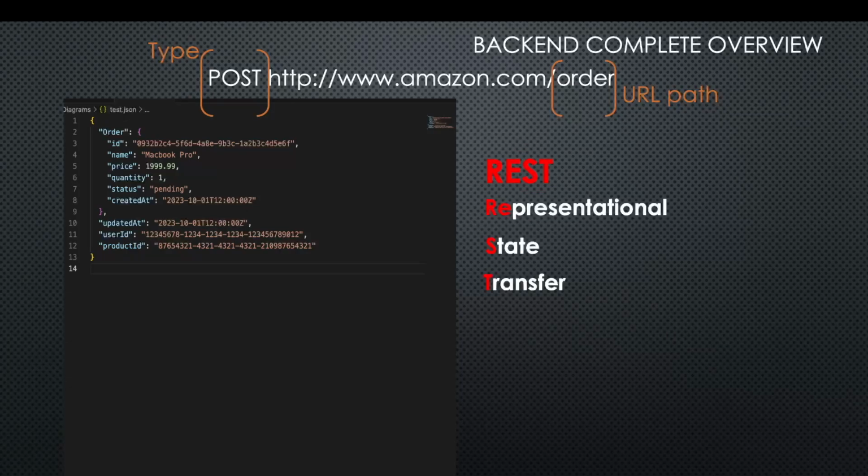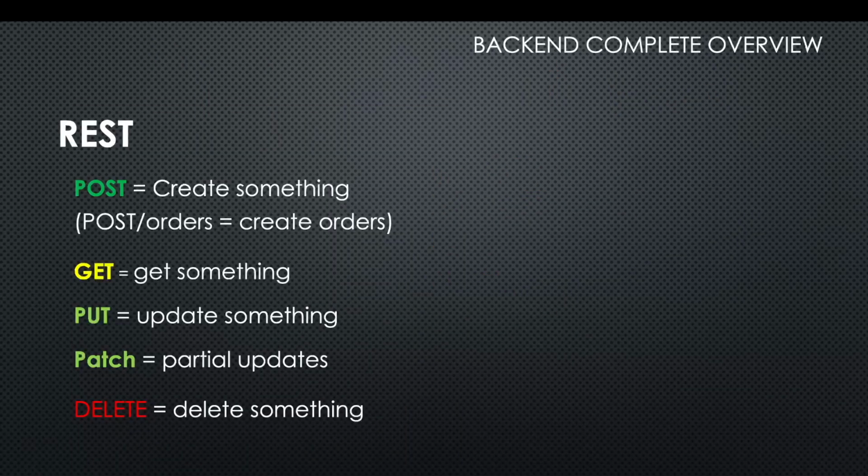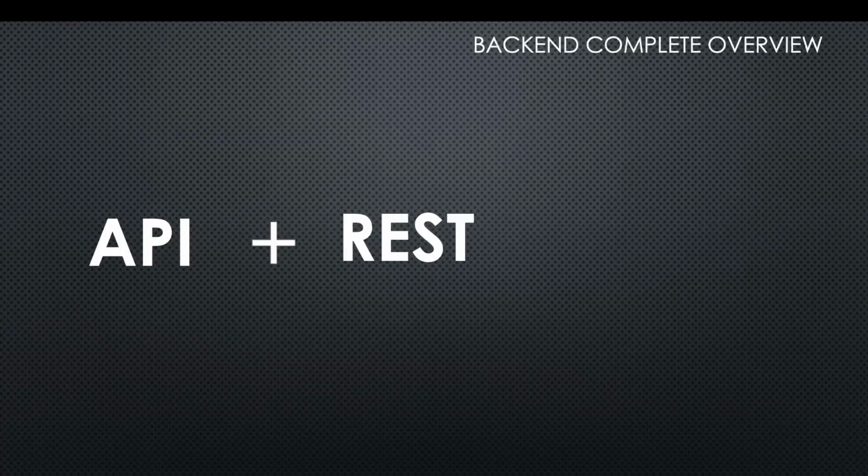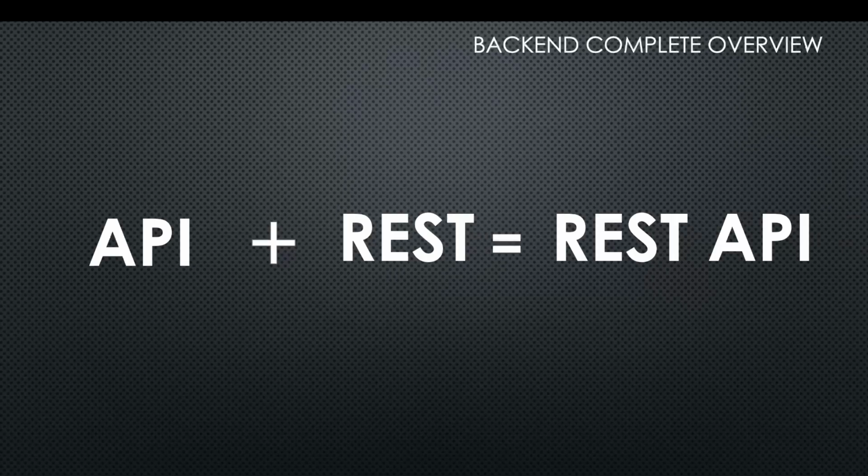In REST, the type of request has a special meaning. So, POST means to create something, and in this case, POST /orders means to create an order. GET means to get something, PUT means to update something, PATCH means to partially update something, and DELETE means to delete something, and so on. An API that uses the REST naming convention is known as a REST API.